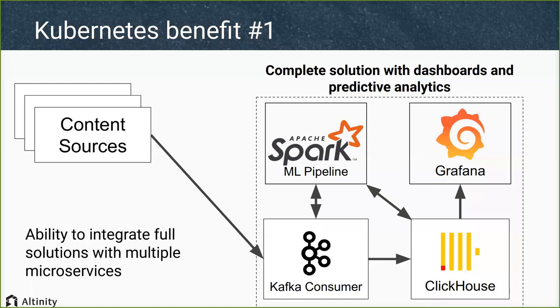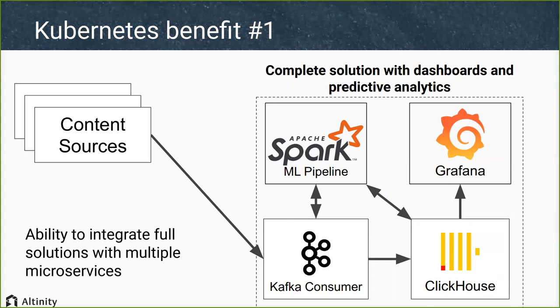So the first thing that you can get with Kubernetes is that it makes it very easy to build up applications from separate kinds of services. And this is just an example of a typical solution for analytics, which would include not just ClickHouse, but you'd have content sources. You might have one or more Kafka consumers. You might be running a Spark machine learning pipeline to run ML on the data as it comes in from Kafka and enhance it or clean it up and then put it into ClickHouse. And then finally, you'd have Grafana, which is a great open source solution for dashboards.